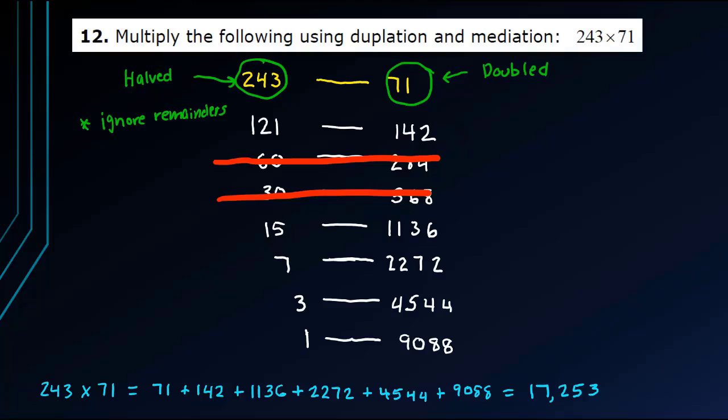So obviously you could check this with a calculator along the way and just do 243 times 71 and you get the exact same answer. But you need to show the process, you need to show what you're eventually adding together. So make sure whenever you're asked to do this that you are showing sufficient work to show that you know how this system works if you're asked a question on it.